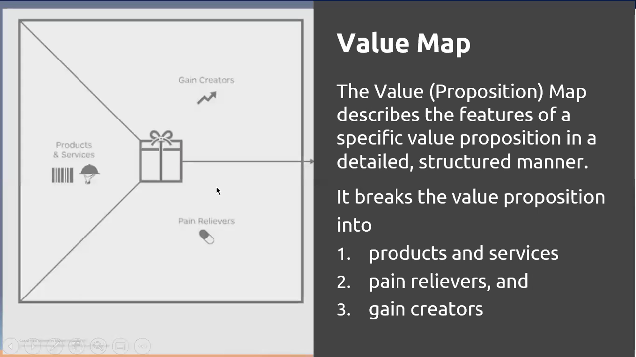Then we create a value map. Value map is the box that you have in the value proposition area. This map describes the features of a specific value proposition in a detailed, structured manner. It breaks the value proposition into three parts: products and services, pain relievers, and gain creators.